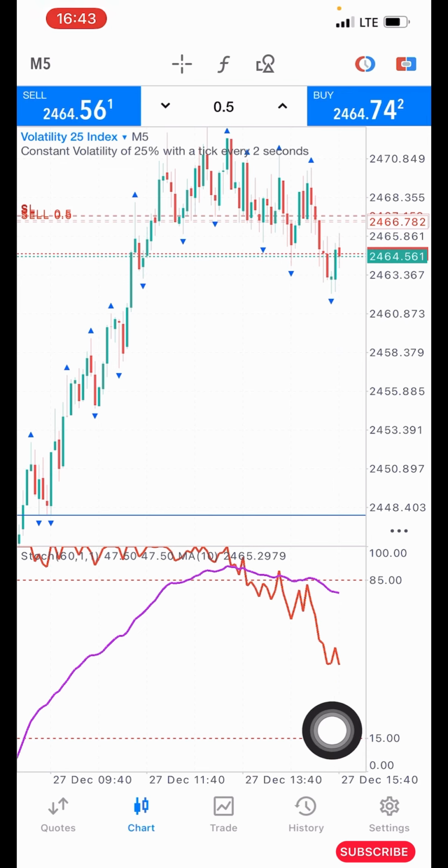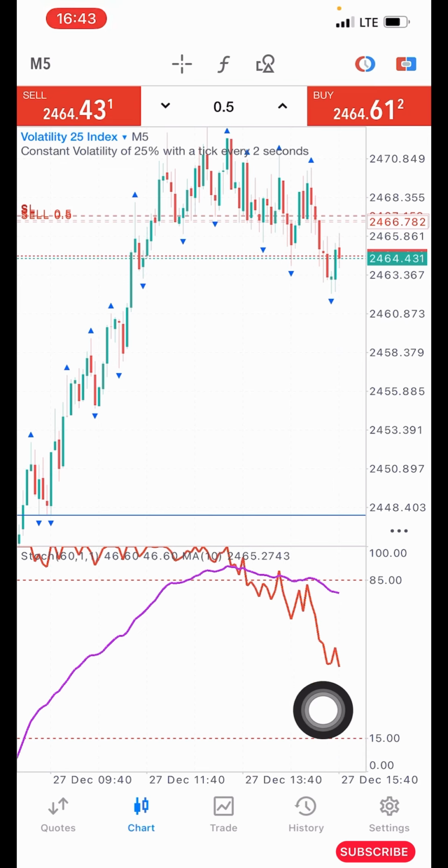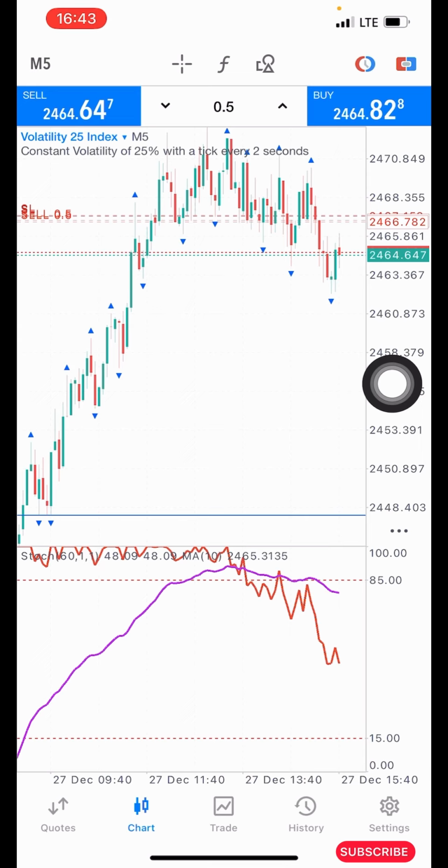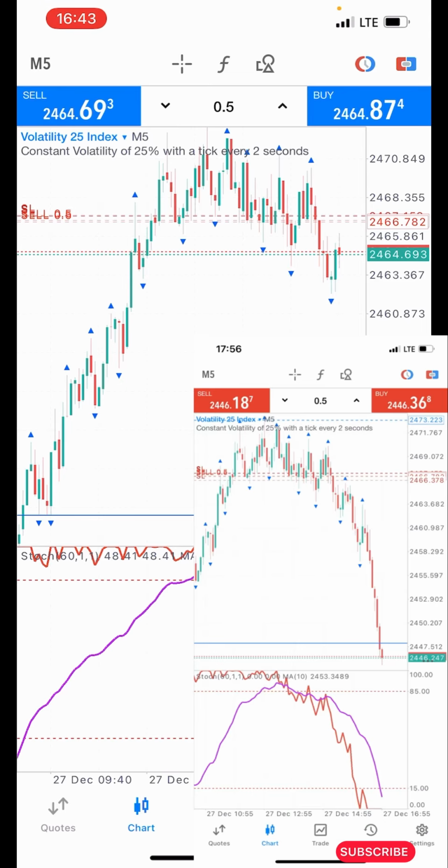Okay, and then if you want to exit the market, you use this red line here. You wait for it to get to the 15 level here. Once you see that it has started touching the 15 level, then you exit the market, and then you look for the next opportunity to present itself.